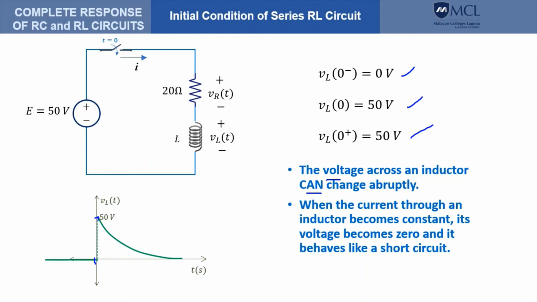When the current through an inductor becomes a constant, that will give us a voltage that is 0, because, as we've said, the voltage across the inductor is L di/dt. If I is a constant, this should be equal to 0, and that should give us VL equals 0. And if the voltage is 0, that would mean this element is like a short circuit. That is the behavior of the inductor when the voltage becomes 0.